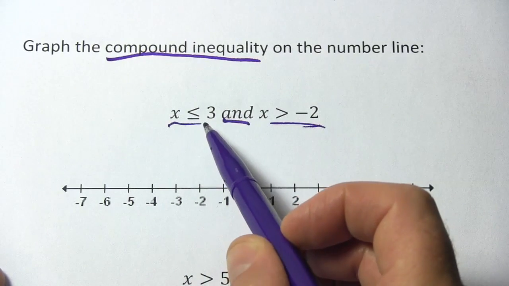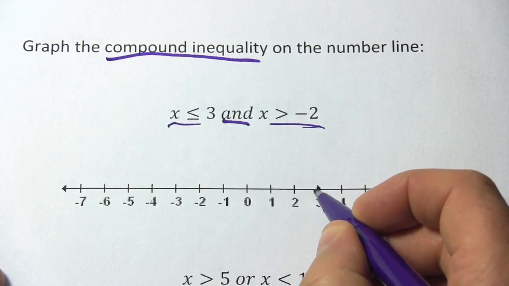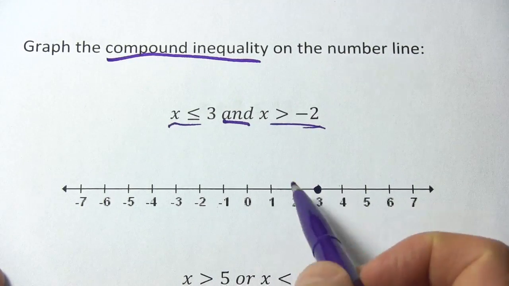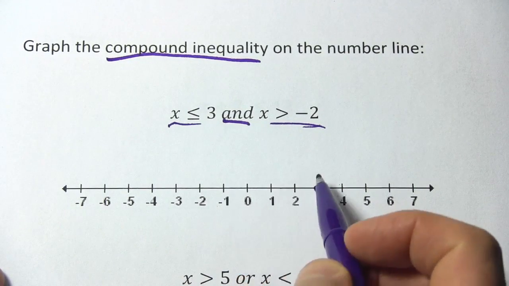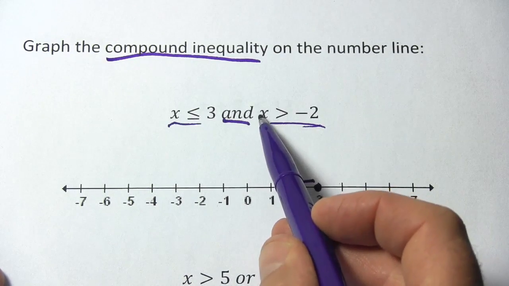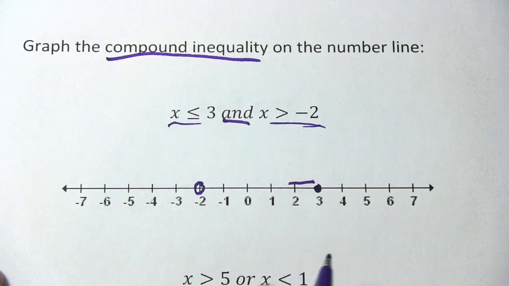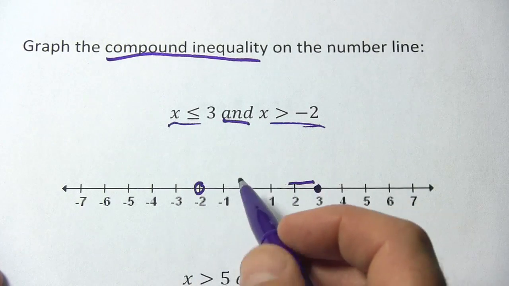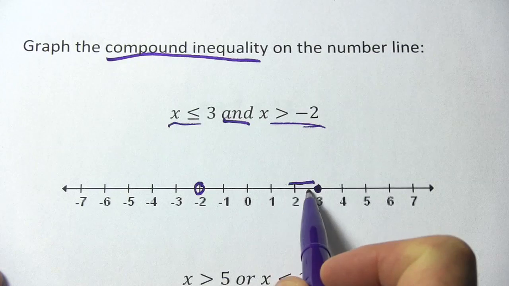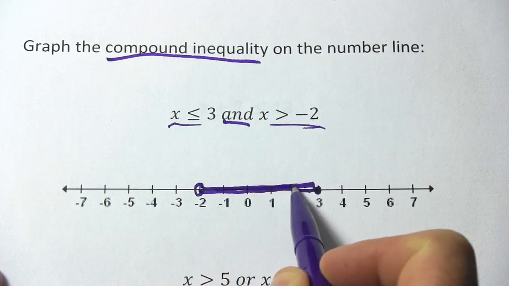So this first part, we have x is less than or equal to 3. So I would put a solid dot, a filled in dot at 3, and I would start going in this direction, but I'm not going to go very far. I'm just going to kind of give a hint of it. And then here we have x is greater than -2, so I would put an empty dot, an open circle, at -2, and then I'd be going in the greater than direction. So you can see the spot where they would overlap would be right there.